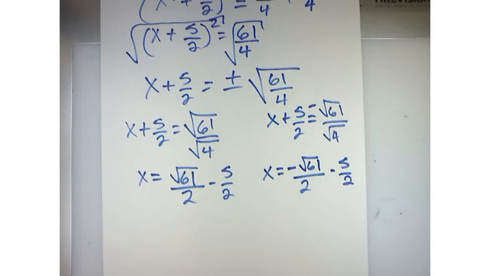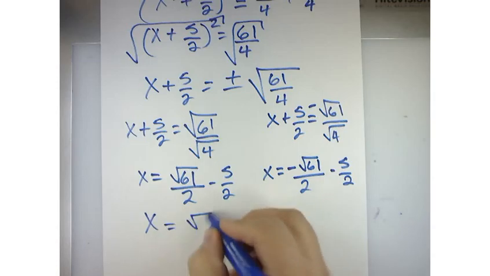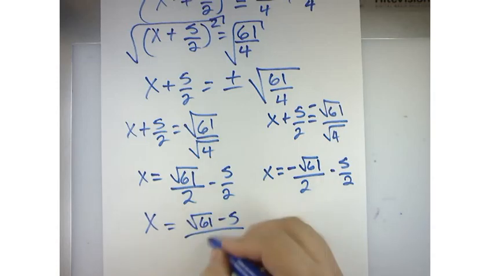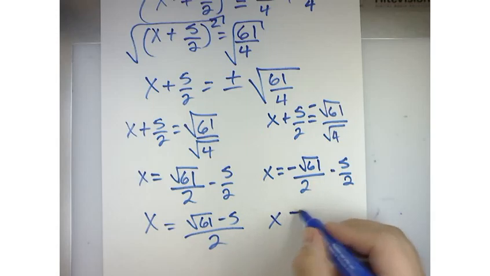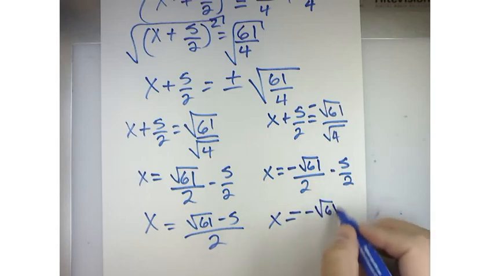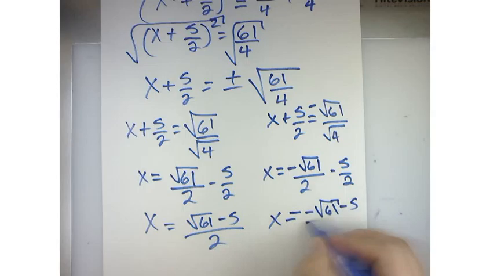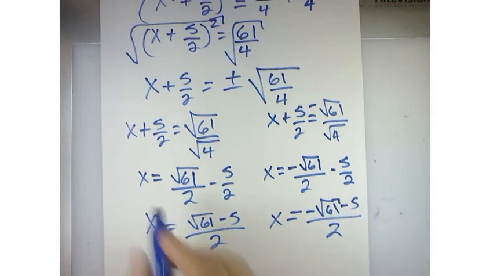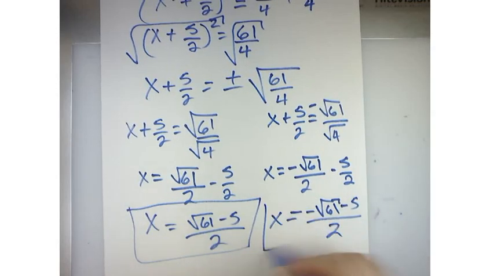Okay. So what can I do? Can I clean that up a little bit? Could I write it like this? x equals the square root of 61 minus 5, all over 2. Or x equals minus the square root of 61 minus 5, all over 2. Can I leave it like that? Yeah. Any questions?